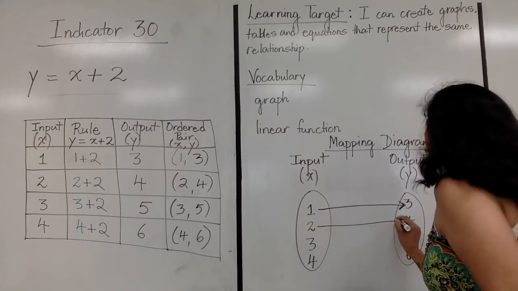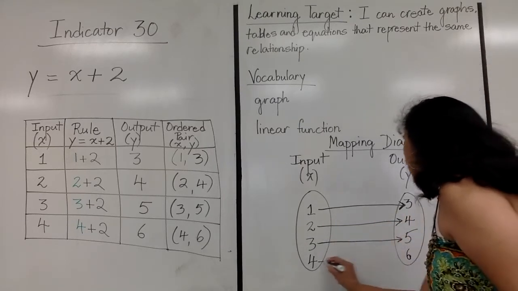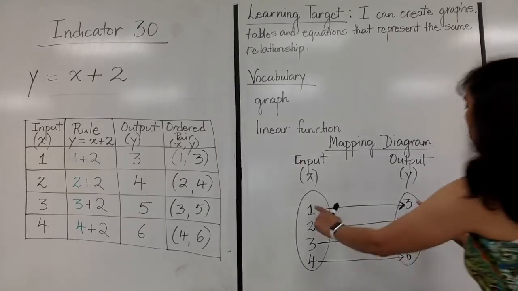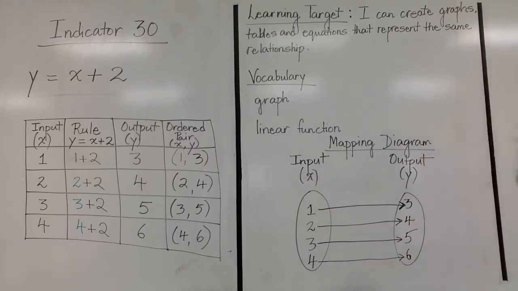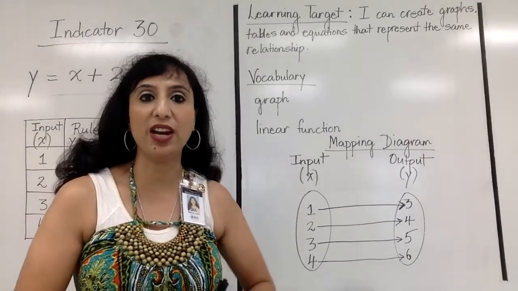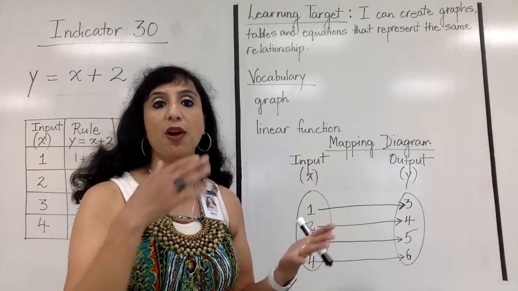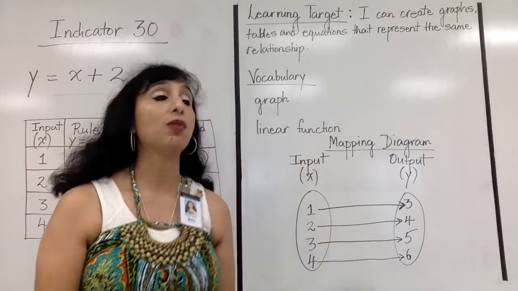So 2 and 4 in this case, 3 and 5 in this case, 4 and 6 in this case. So that is basically a mapping diagram. When I look at this, I can just see that my ordered pairs are 1, 3, 2, 4, 3, 5, 4, 6. So a mapping diagram is just shown in that way. It just gives clarity for you to see the function connected from the input to the output. And that's all that a mapping diagram is, okay?